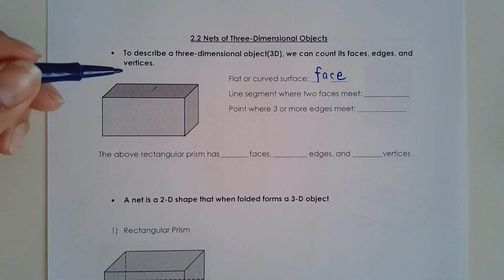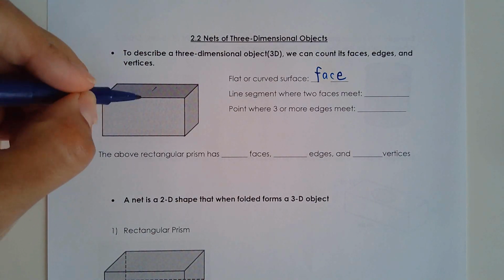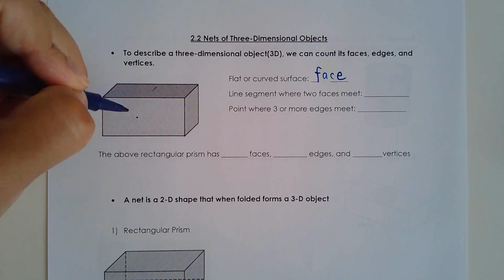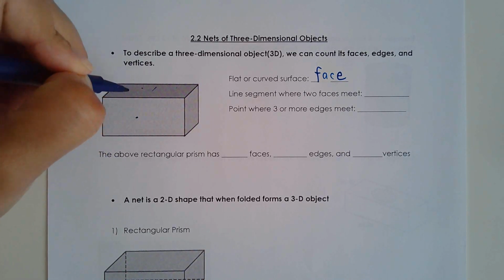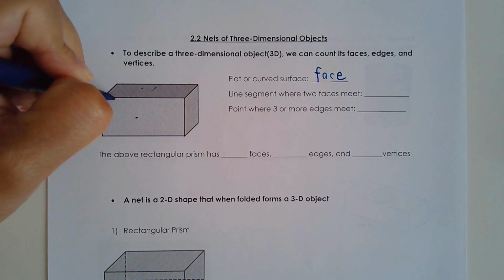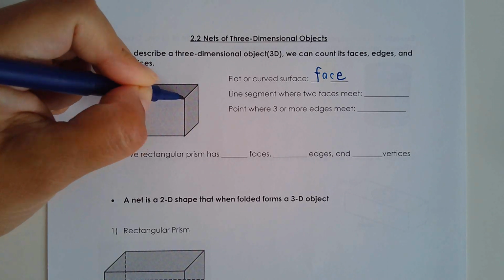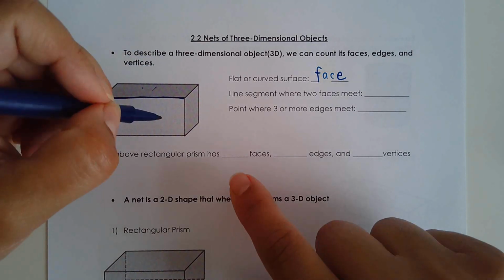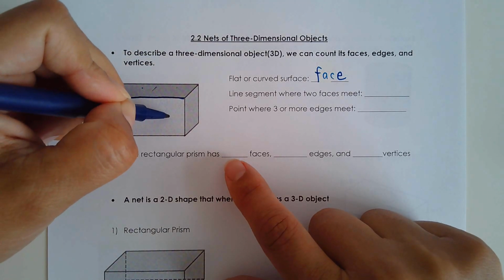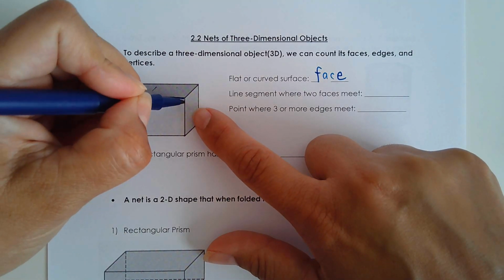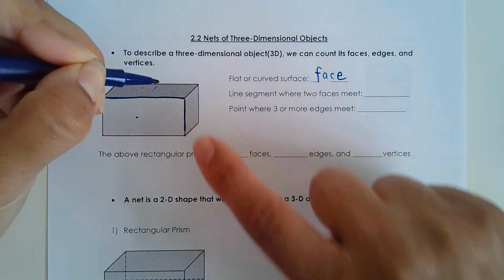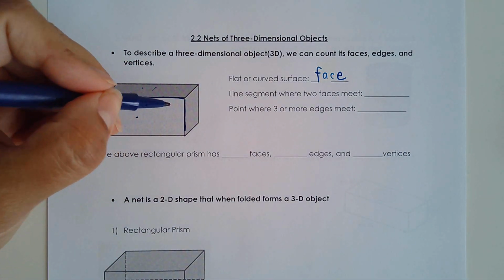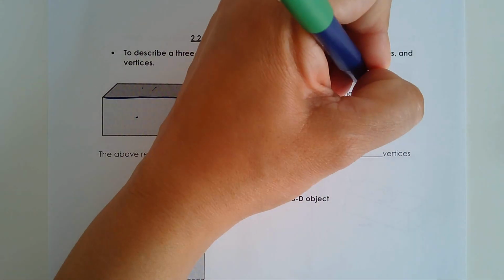And then where two faces meet, so this front and top face, where they meet, this line right here, and the front and the right side, they meet right here. So the line segment where two faces meet, that's called an edge.